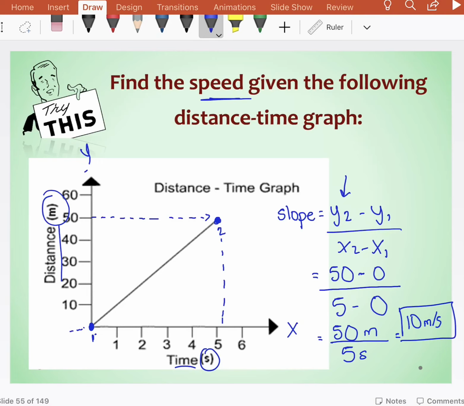And you'll notice that those units are familiar to speed. Okay, so that's your slope there and how that works on graphs.